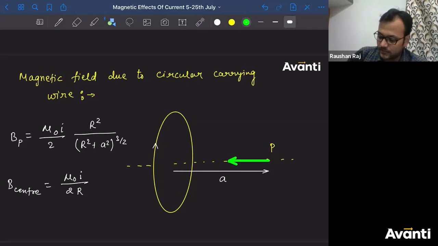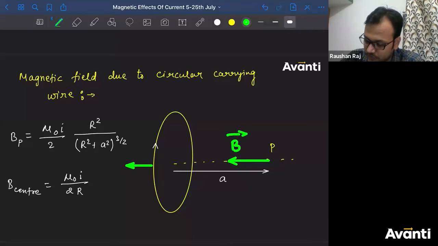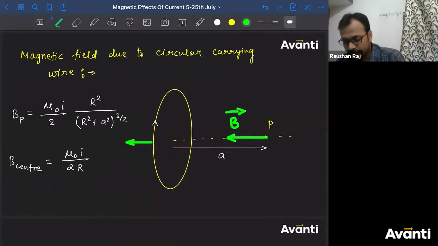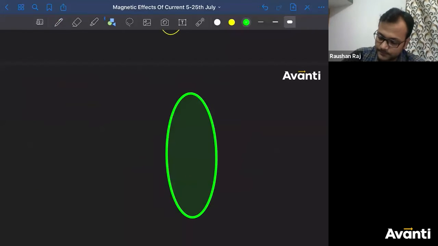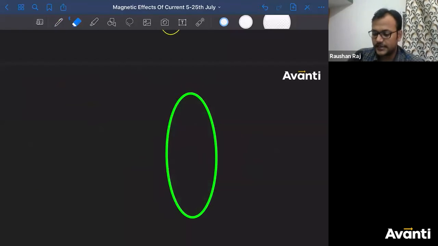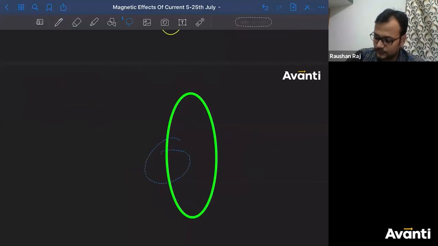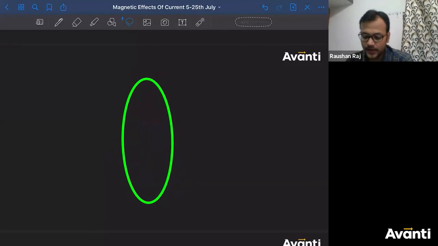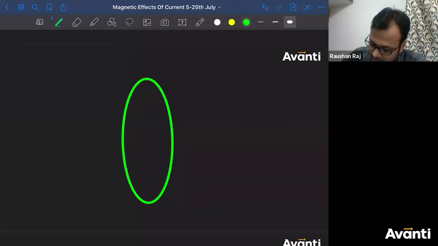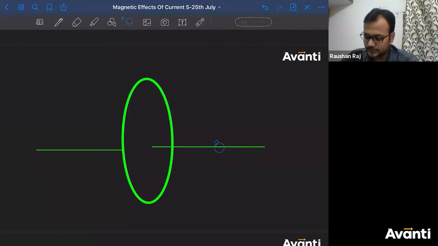This is the magnetic field. What about this point? Here also it will be in this direction. This is how the magnetic field direction will look. Okay, very good. Now tell me, how will you get the magnetic field lines for a circular current carrying wire? How are you going to get them? So let me first define the axis of this. Let's say this is the axis.